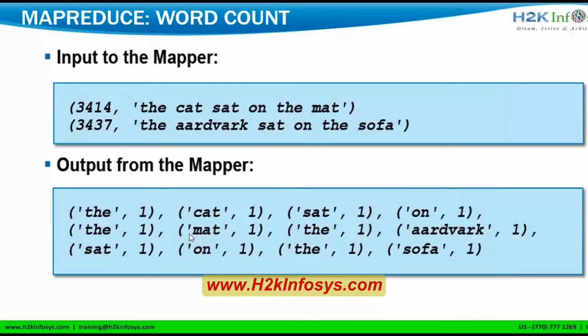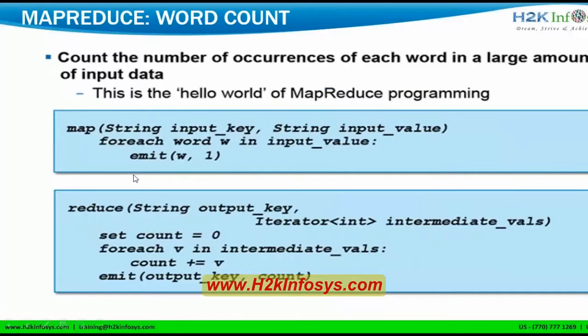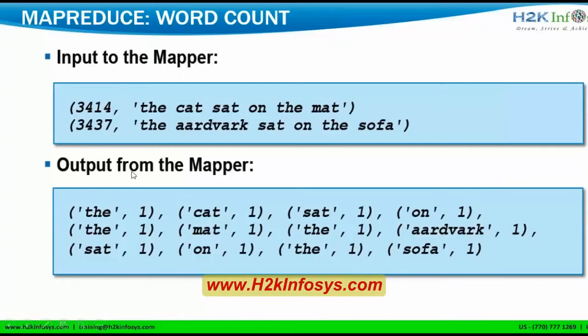And the same with the next line, "the cat sat on the sofa". This particular line is starting at position 3437. So that is the reason I have the keys and values in this way, as I had shown in the slide. Once it goes through the mapper phase, it will be emitted with each word separated, comma 1, right? That is what our algorithm says: emit word comma 1. So it is emitting separately.